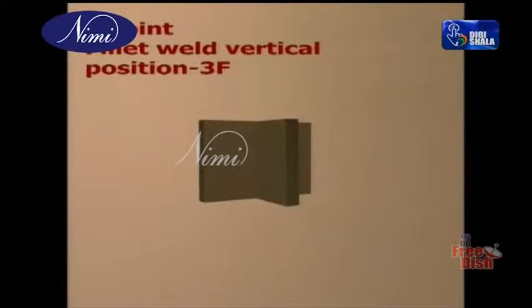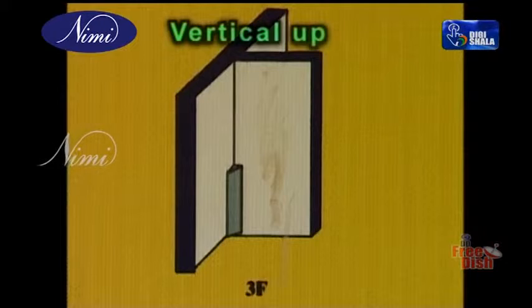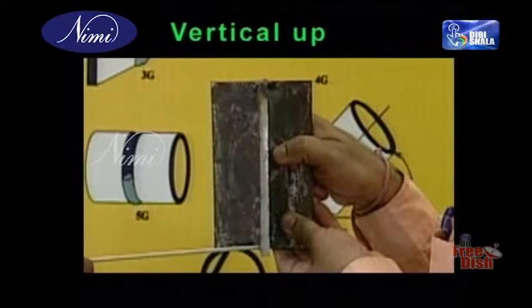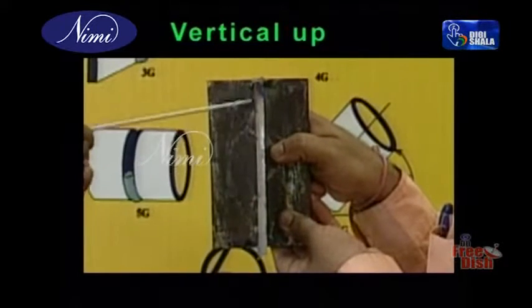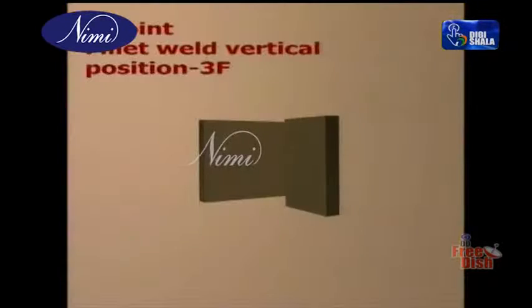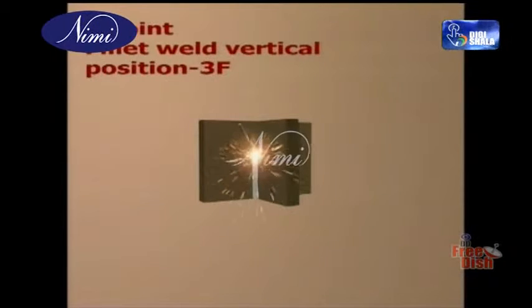Now, the third position is called vertical up. This is a vertical joint where the electrode is kept at the bottom of the test piece and the welder is going to drag this vertical straight up by welding against the gravity. So this is called 3F position.